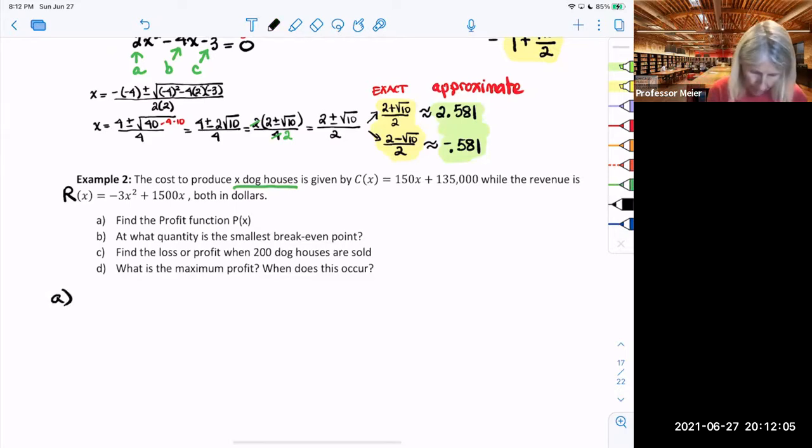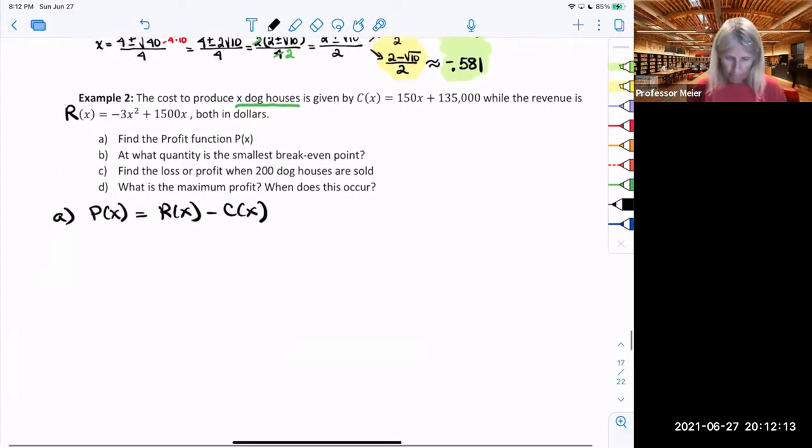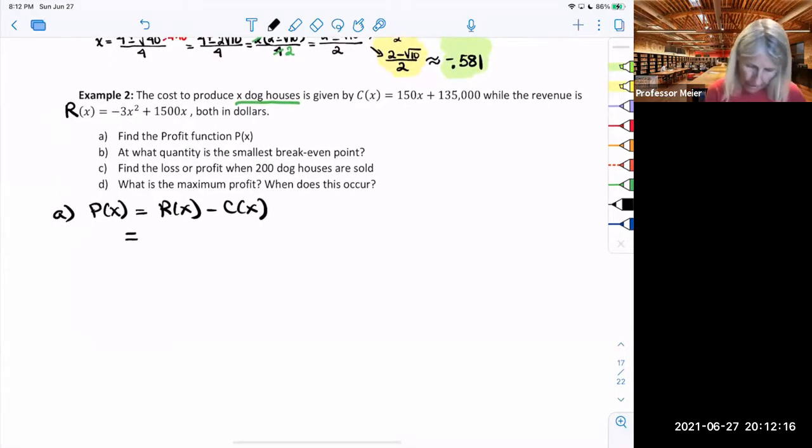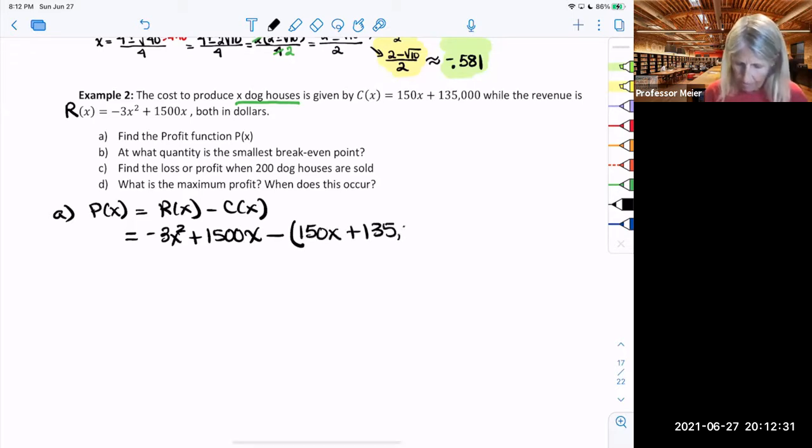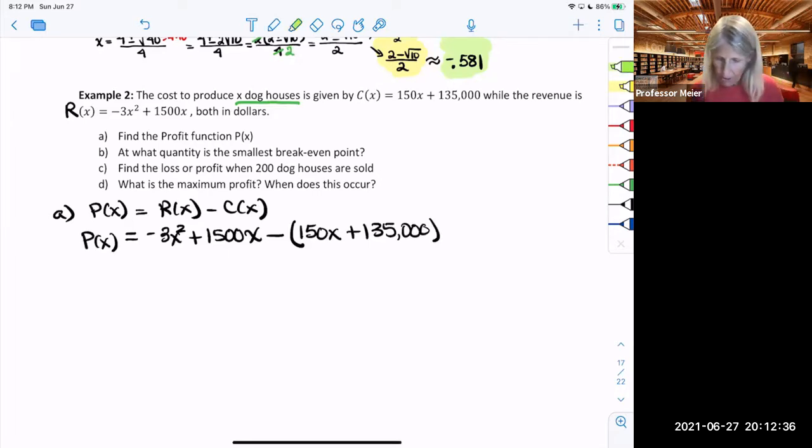So remember, profit, P of X, is always revenue subtract cost, revenue minus cost. Okay, so if we're going to subtract here, be sure you use parentheses. Negative 3x squared plus 1500x, that's our revenue, minus from that the cost, 150x plus 135,000. So notice the parentheses because I'm going to make sure that I distribute this negative here. Okay, so that negative distributes to the 150 and the 135,000.